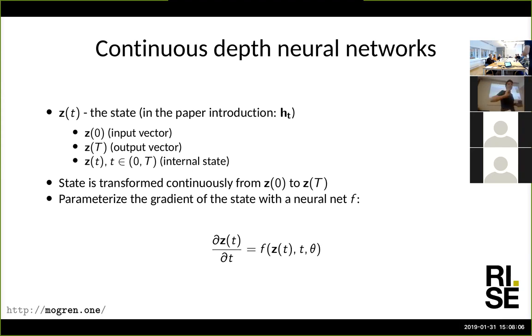Right. So now we're going from parameterizing layers to parameterizing the derivative, the gradient with regard to t. At each position, each time, we're just learning in what direction we should move to get the next state Z.